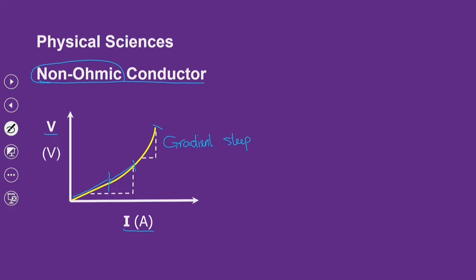Remember, the gradient of the graph represents our resistance. So for that section, the resistance will be very high. And it's very high compared to section 2, and of course, section 1 over there. So in actual fact, a non-ohmic conductor initially behaves like an ohmic conductor. But something happens at these 2 points that causes the resistance to increase. And that is what makes it a non-ohmic conductor.